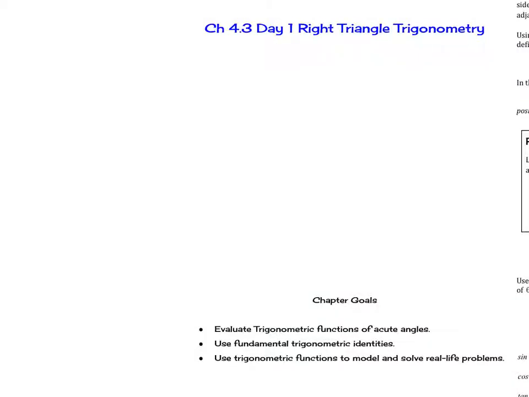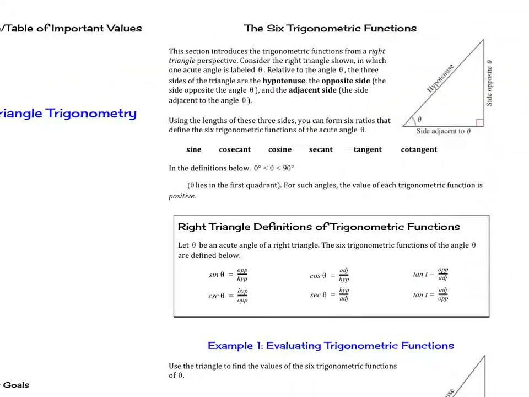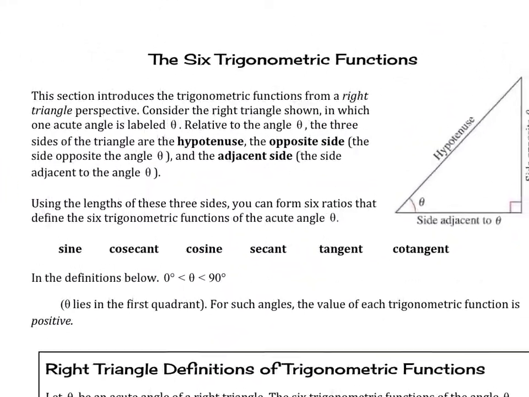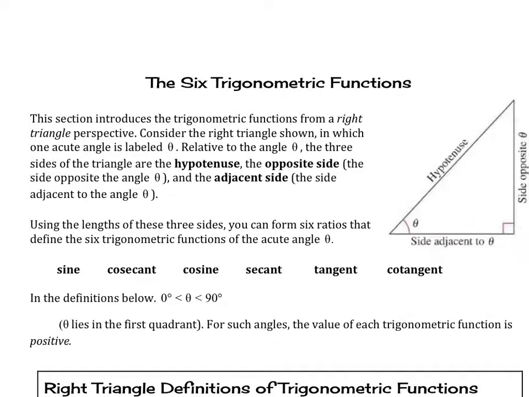4.3 Day 1 Right Triangle Trigonometry. We're going to evaluate trigonometric functions of acute angles, use fundamental trigonometric identities, and then use trig functions to model and solve real-life problems. So remembering the 6 trig functions, we're going to look at a right triangle in particular.